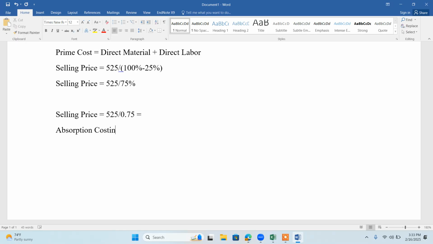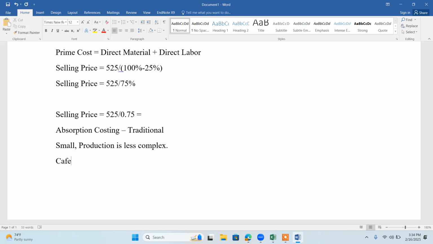Absorption costing is actually a traditional method. It was used earlier, even today, if the size of the business is small, or let's suppose the production is less complex. Sometimes, for example, if I talk about a cafe with only a few items available.